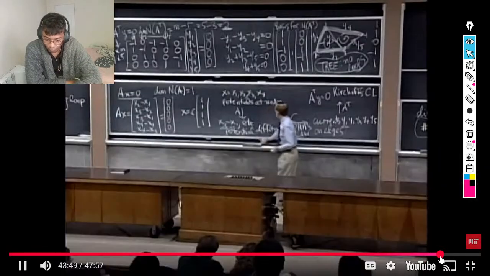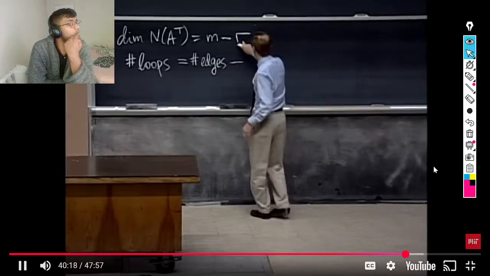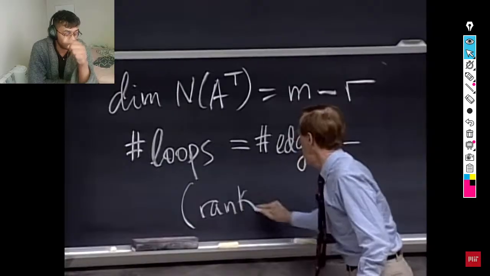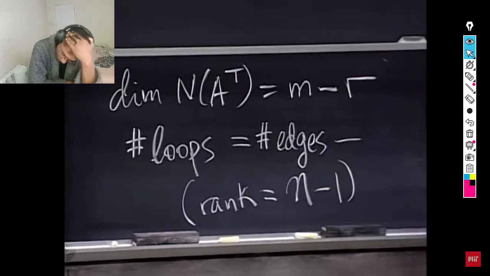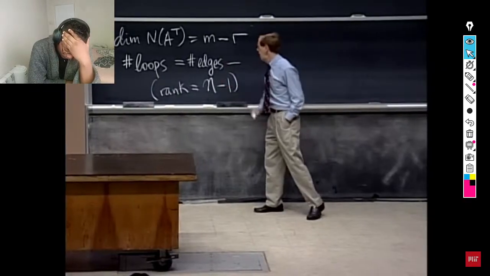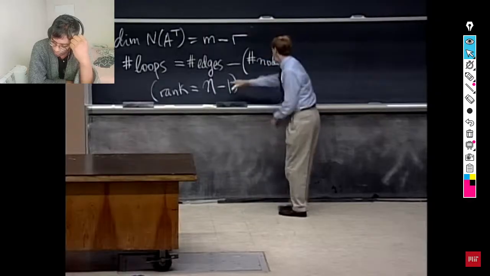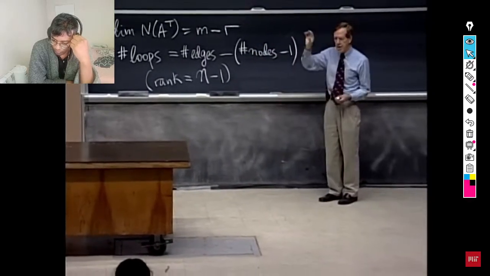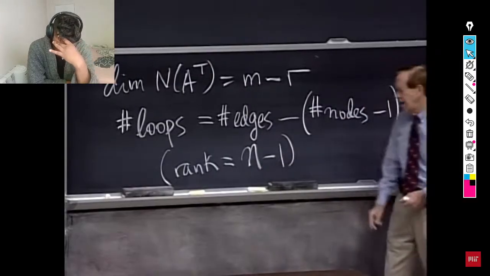The rank came from looking at the columns of our matrix. The rank was n minus 1, because there were n columns coming from the n nodes. So it's edges minus the number of nodes, minus 1. Because of that 1, 1, 1, 1 vector in the null space, the columns were not independent. There was one dependency, so we needed n minus 1.